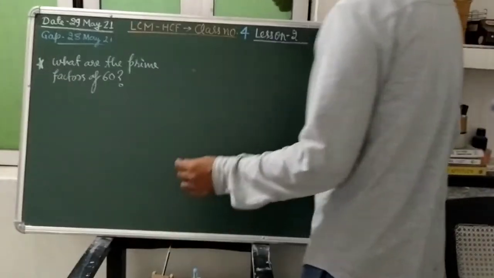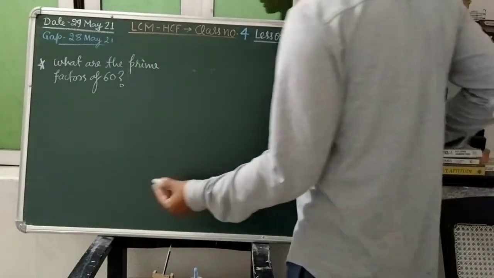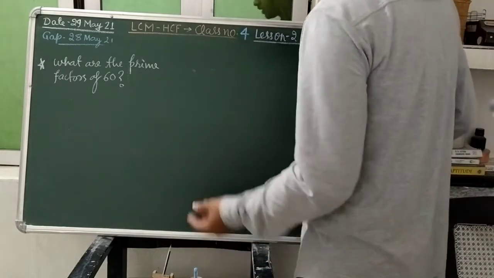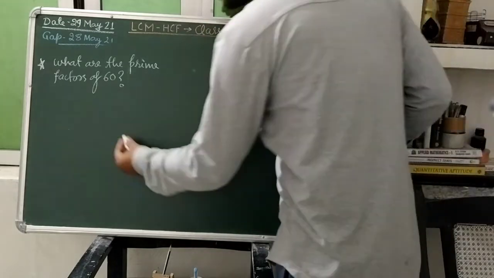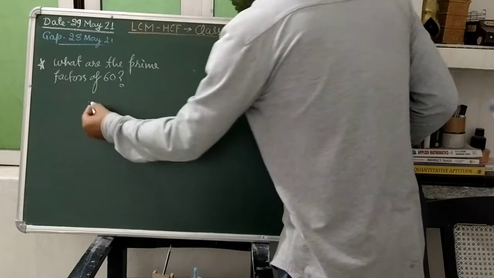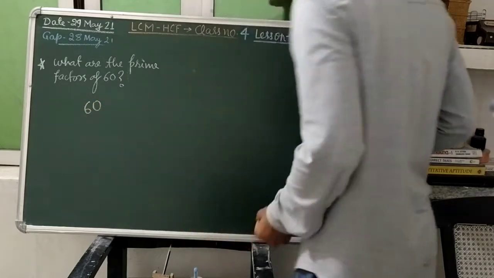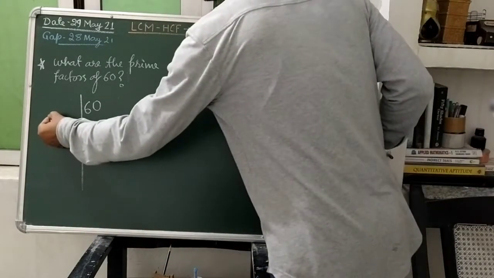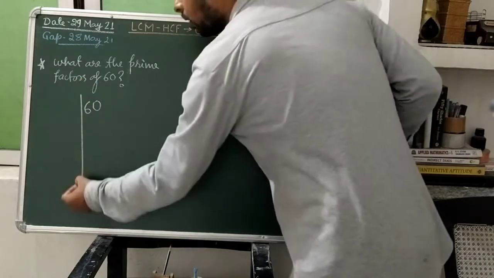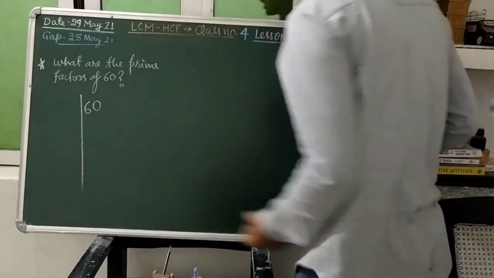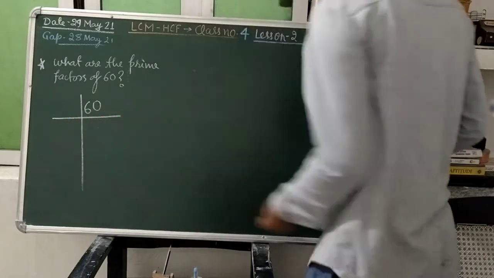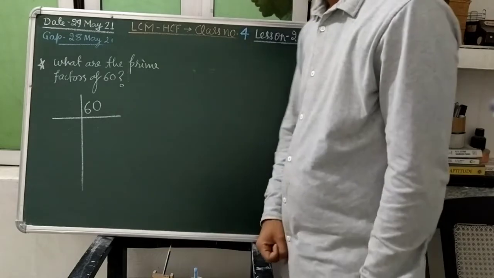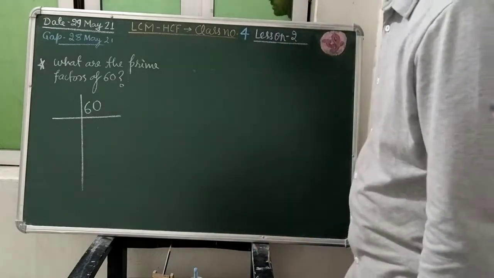So look students, what I told you in the previous class, earlier we had seen the prime factors of 80. So now we will look at 60. I have told you whatever number is given to us, we will select it and draw a vertical line, and we will divide it into horizontal lines. So here we are finding the factors of the number 60 and it is a composite number, students.